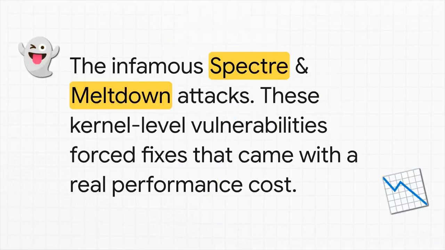And the culprits for that slowdown? You might remember these names: Spectre and Meltdown. These were some really nasty security flaws that targeted the system's core so directly that the only way to fix them was to roll out patches that actually slowed our computers down. It was a huge trade-off between security and raw performance, and that's the exact challenge we are unpacking today.